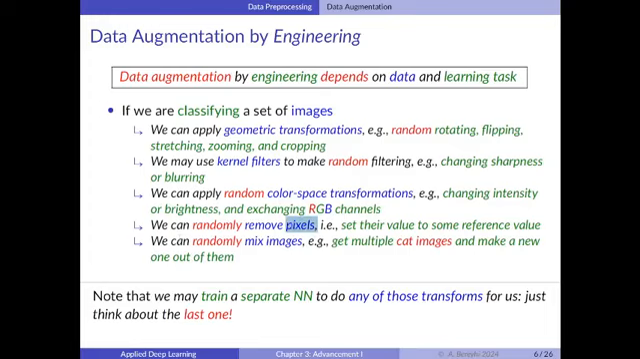We can remove some pixels and, for example, set values to some reference values. For example, the reference value can be 0 or 255, and lots of things. And we can mix images. For example, mix two images of cats, and it probably remains a cat.